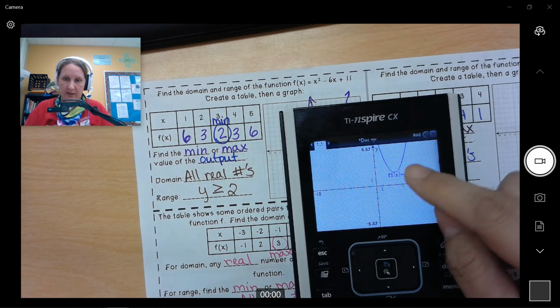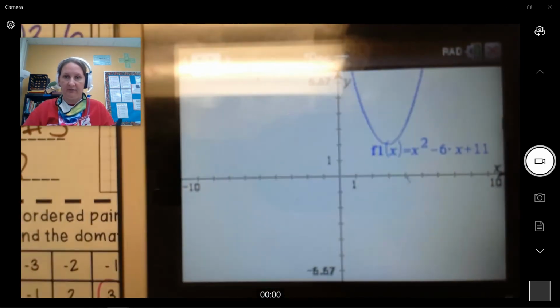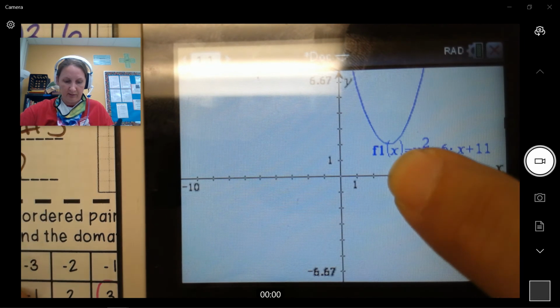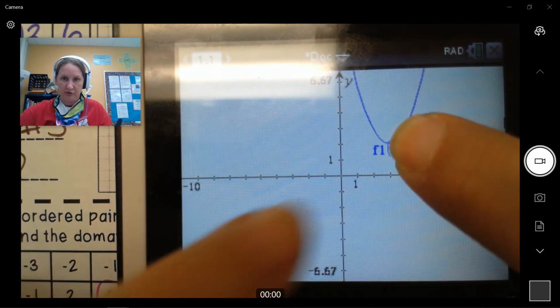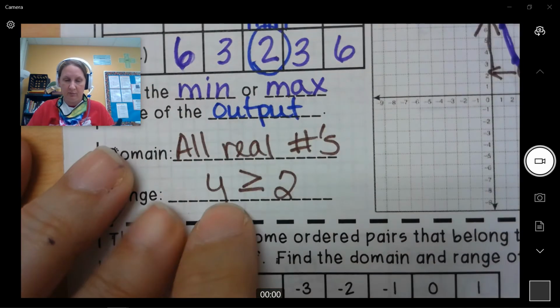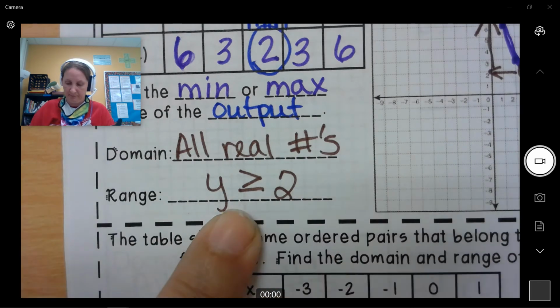Okay, so looking at our graph, you can turn the split screen off by doing Control T for table, and you can actually zoom in to the graph, and you can see that this is definitely at x equals 3, our lowest point, our lowest y is at 2. So that's a minimum, and that's why our equation ends up being y is greater than, because it's growing away from 2. It's growing up.